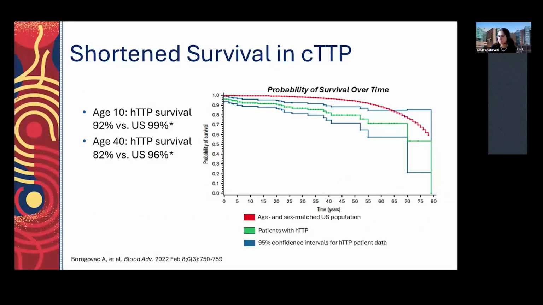In addition to all of these morbidities, patients with congenital TTP actually have shortened survival. What you're seeing in the graph over here in the green line is probability of survival in patients with hereditary TTP. The blue lines just mark the bounds of the 95% confidence interval. The red line here is survival in an age and sex matched population without congenital TTP. And you see that there are clear differences in survival over here. At the age of 10, patients with congenital TTP, about 92% are expected to be alive compared to 99% of unaffected controls. And by age 40, the difference is much greater at about 82 versus 96%.